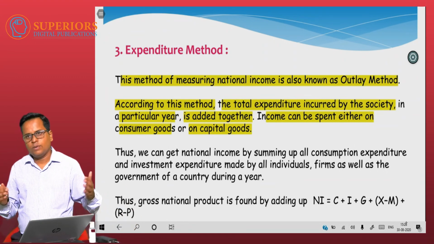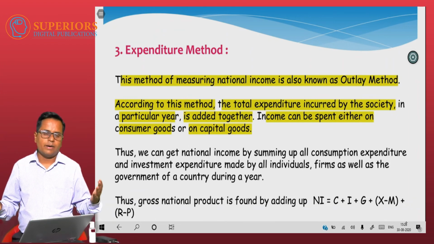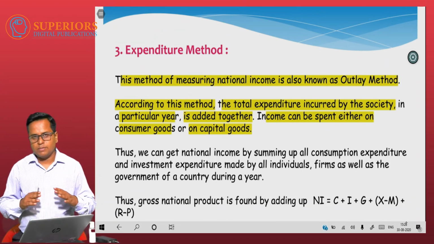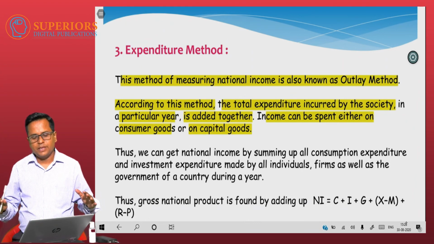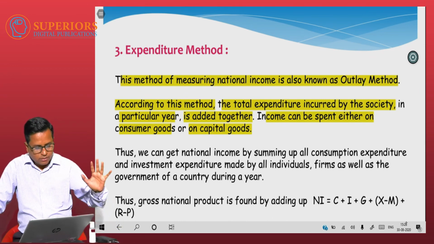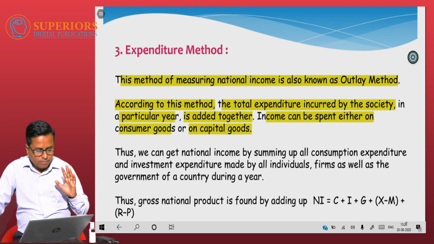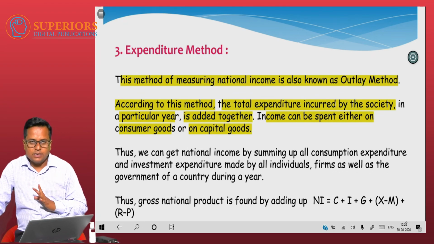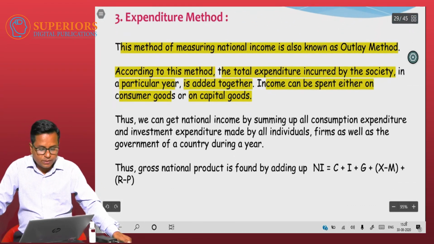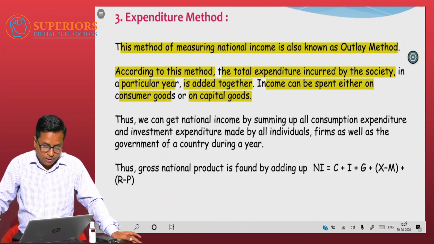So whether you measure national income by the expenditure method, the output method, or the income method, it must be the same. There will be no difference in national income. Whichever method you use for measuring national income, the national income should be the same. Here we can say that by the expenditure method, national income is measured by aggregating total expenditure by the society on the purchase of goods and services in a particular year.